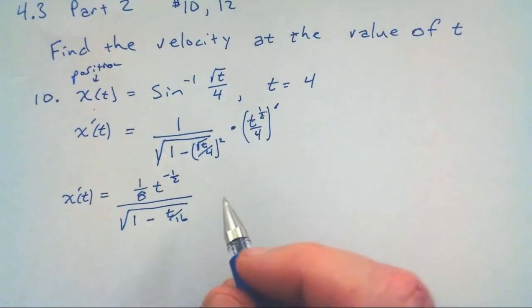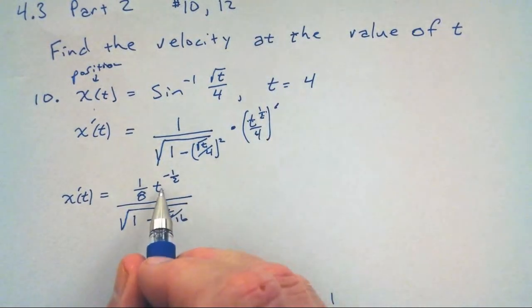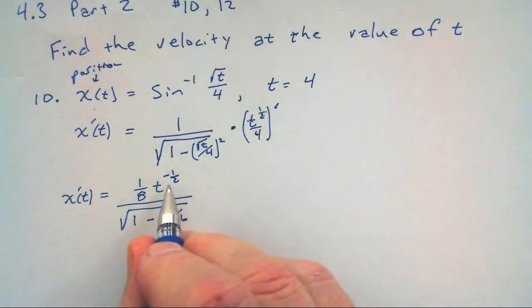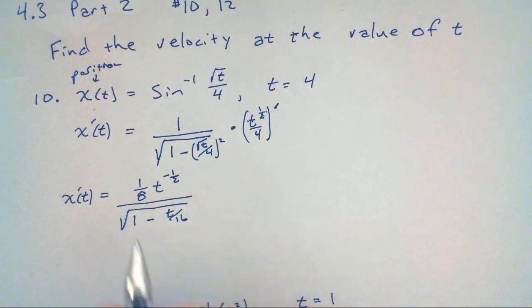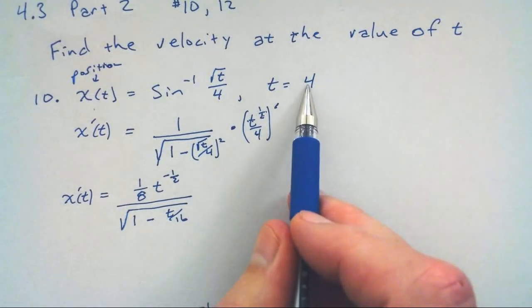Okay, so from there, if I'm trying to find the derivative, great. I guess I could simplify this. I could move this down to the denominator, or I could just start putting 4 in at this time.